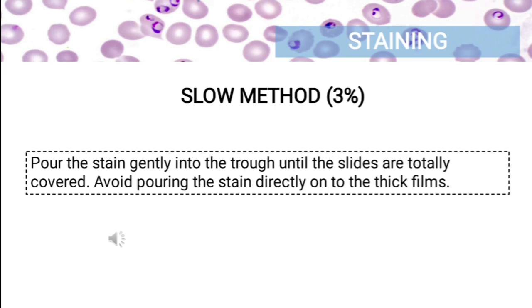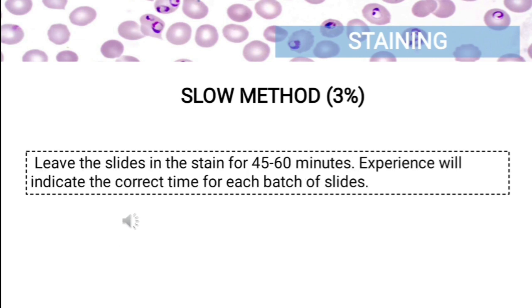Next is to pour the stain gently into the trough until the slides are totally covered. Avoid pouring the stain directly on the thick films. Next is to leave the slides in the stain for 45 to 60 minutes. Experience will indicate correct time for each batch of slides.